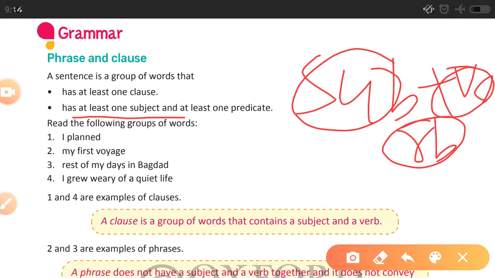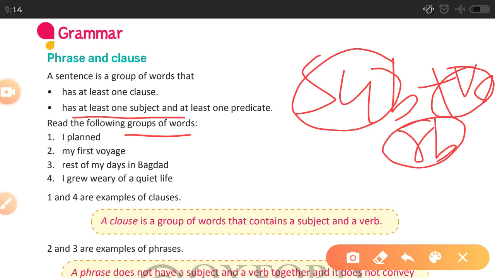Another thing is that a subject contains a clause. This is one and the same thing, because a clause contains subject and verb. Clear? Whereas subject and predicate contains verb plus other parts of speech. Now read the following groups of words.